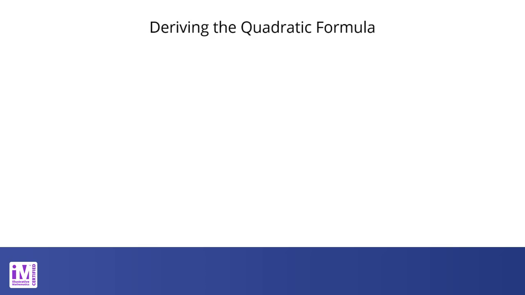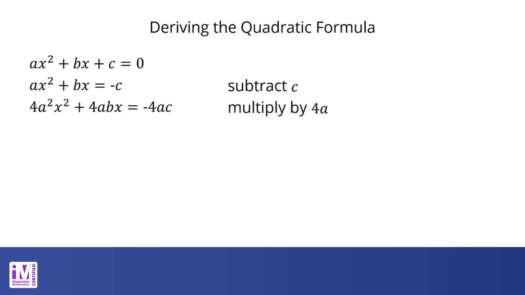Let's complete the square for the general equation ax squared plus bx plus c equals 0. Start by subtracting c from each side. Next, let's multiply each side by 4a. On the left, this gives a perfect square for the coefficient of x squared, because 4a squared x squared can be written as the quantity 2ax squared. 4abx can be written 2b times 2ax.